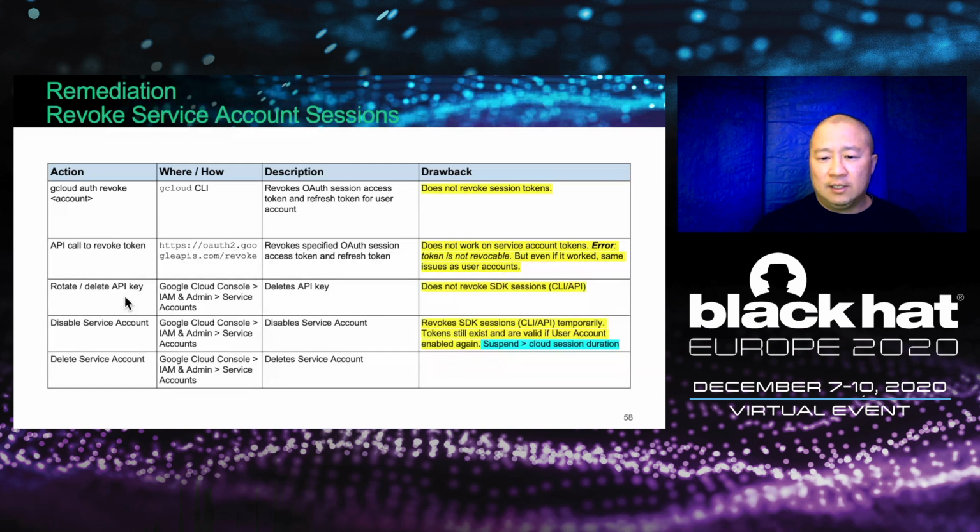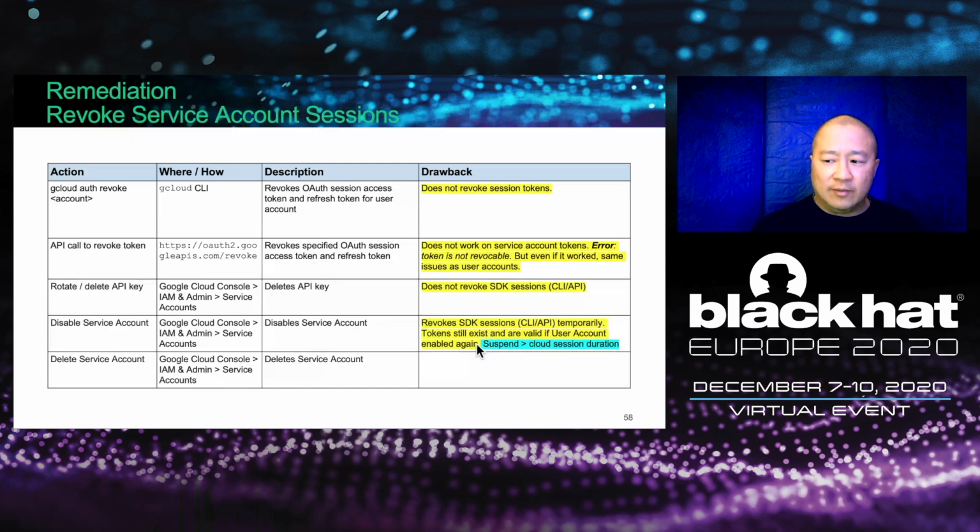How about the lockout steps for service accounts? Deleting the API key does not affect current sessions. Disabling and deleting the service account does work, but once again, we run into this temporary nature. So once the service account is re-enabled, the tokens work. So how do we make this work? And we're going to try to make this work because there's no similar delete connected app functionality for service accounts.